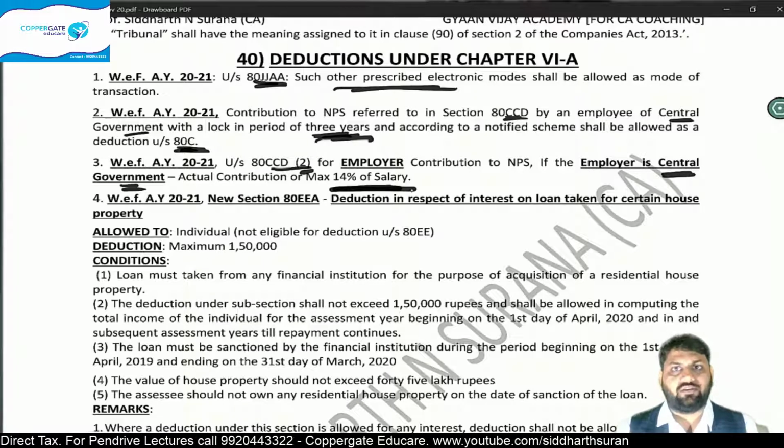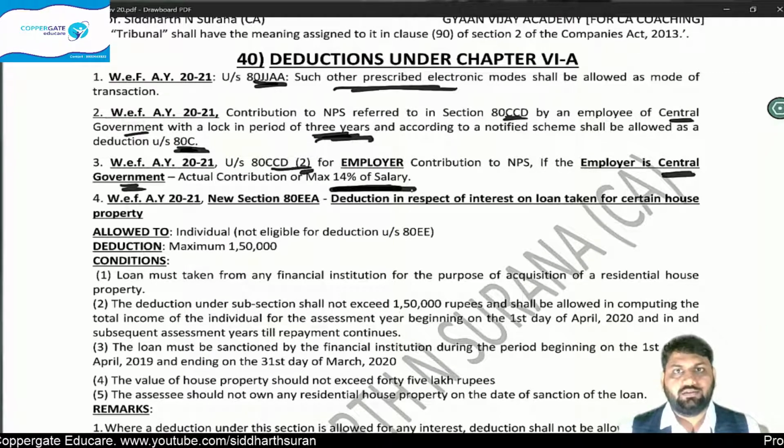For employees of central government, the limit is going to change from 10% to 14% of your salary.